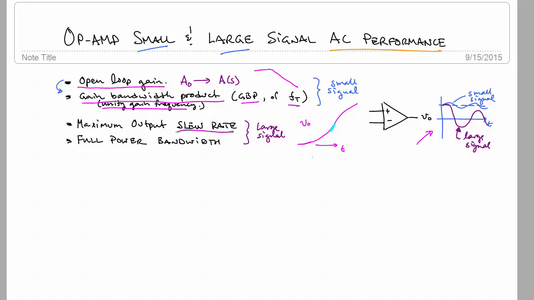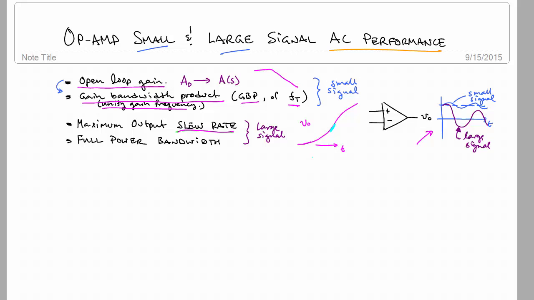Can it slew 10 volts in a nanosecond? Not likely, at least not a general purpose op amp. But maybe it can slew 10 volts or 5 volts in a microsecond. Whatever it is, there is a limit at the rate that the output can actually slew. This is a large signal behavior.